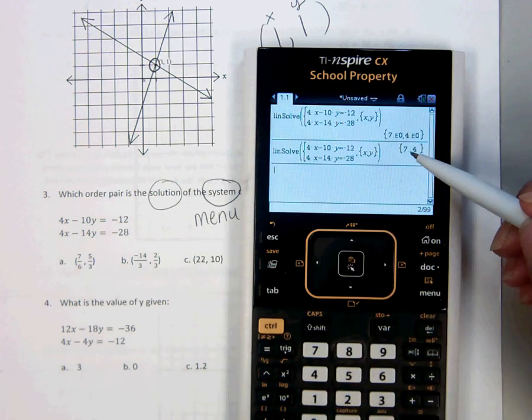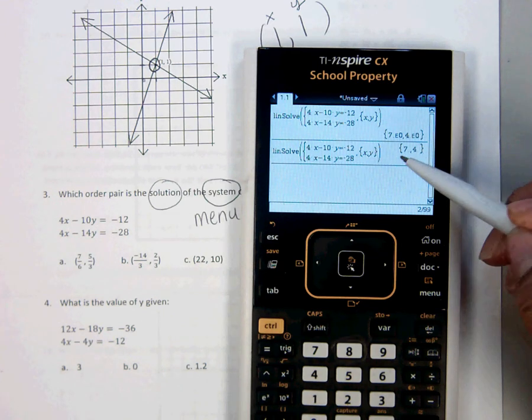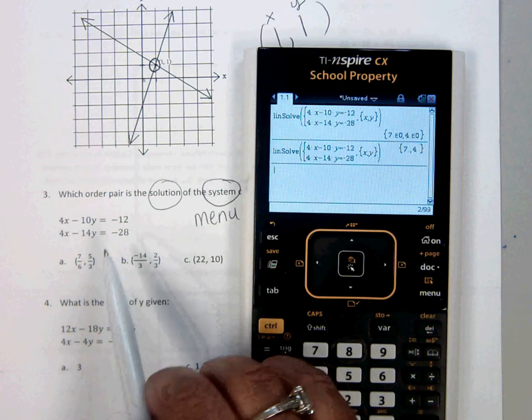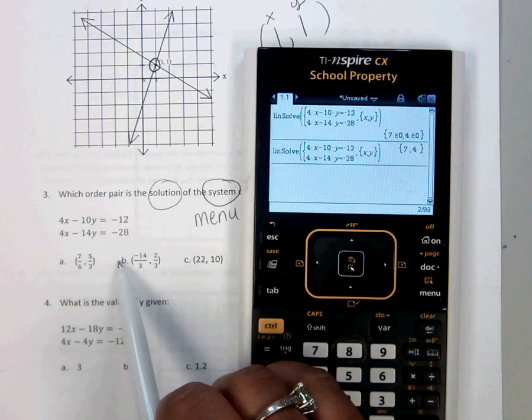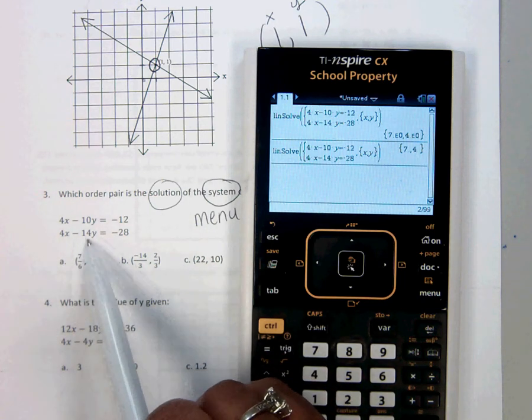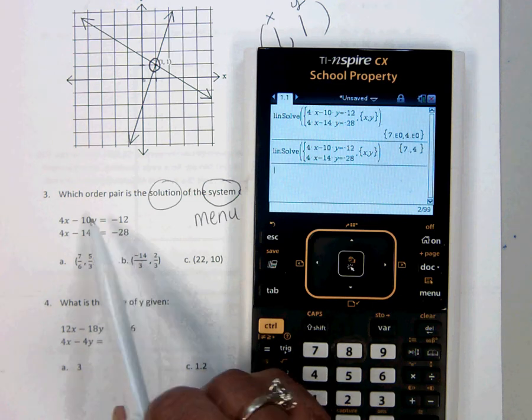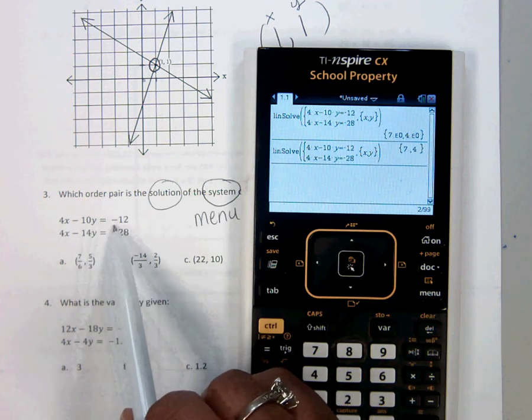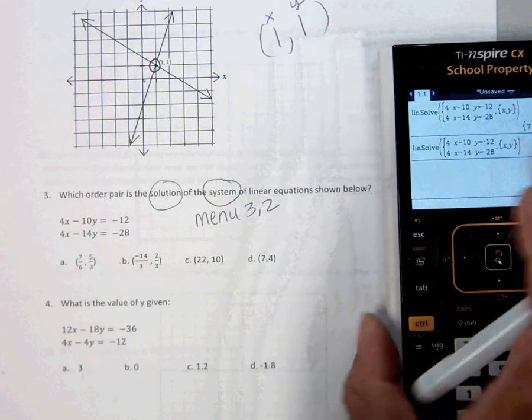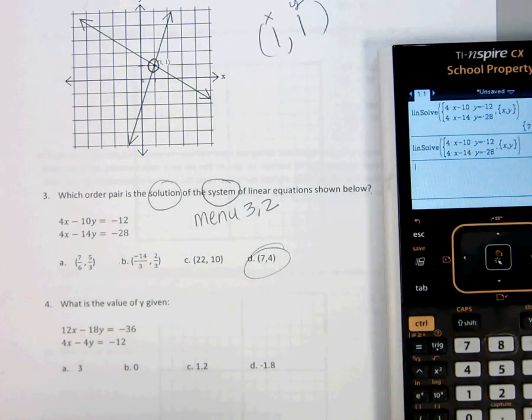That's better. 7, 4. Okay, so now we see that 7, 4 will be the solution to this system. Let's make sure I typed everything in correctly. 4x minus 14y equals negative 28. 4x minus 10y equals negative 12. And there it is. Answer choice D.